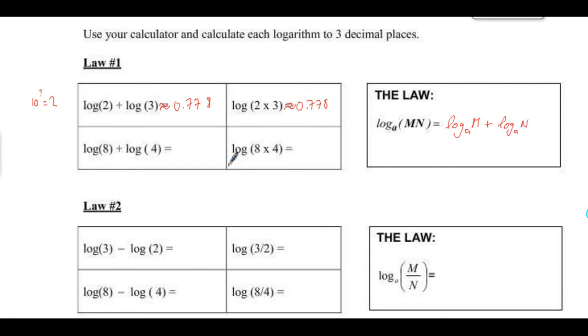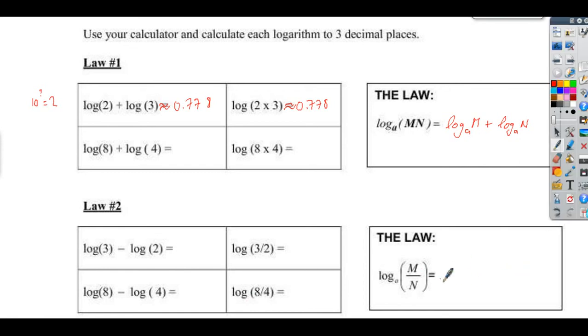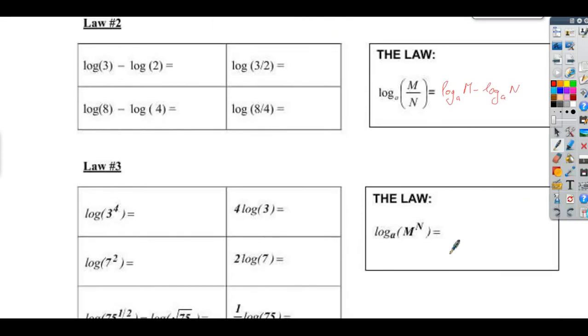Do this here, stop the video and do this to confirm that, and then do the rest of the page here, including the things here and writing up the laws. Well, I'll do this one for you. This will be log base a of m minus log base a of n, and you can confirm that for yourselves. And eventually for the bottom one, just to make sure that you've got that complete, this is n log base a of m. But if you do these examples on your calculator, you should get to that yourself.